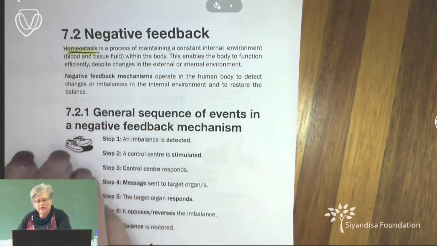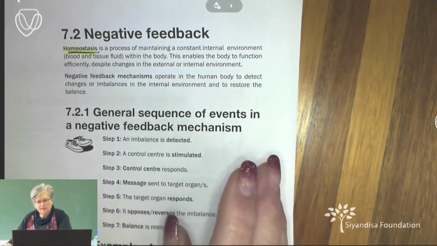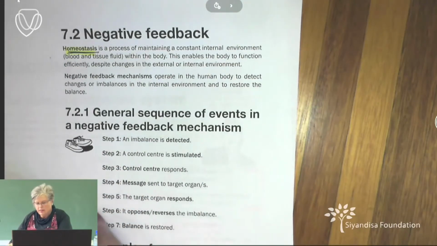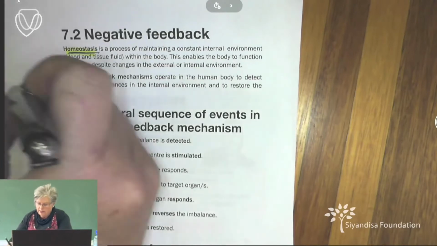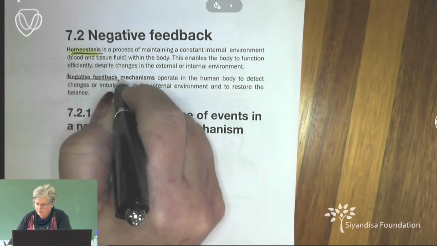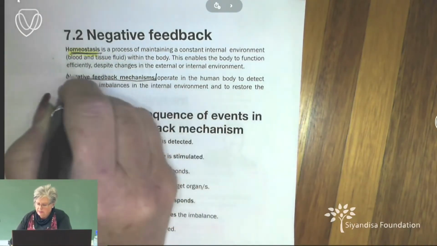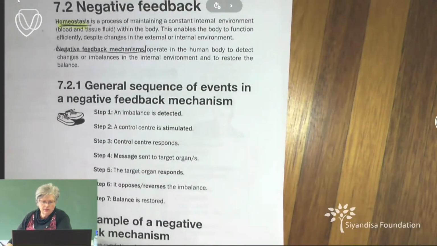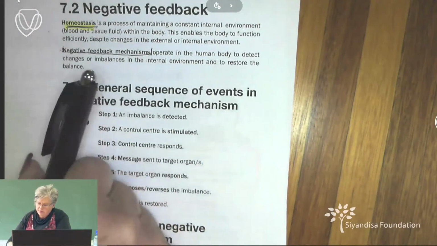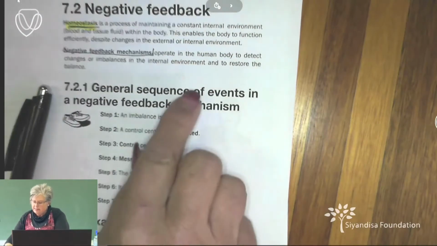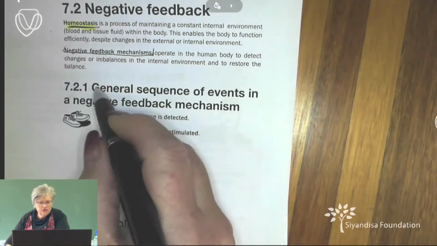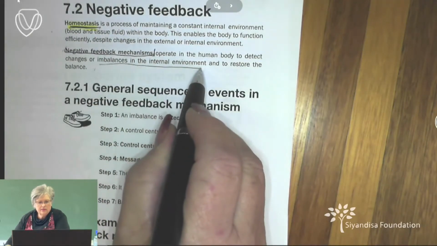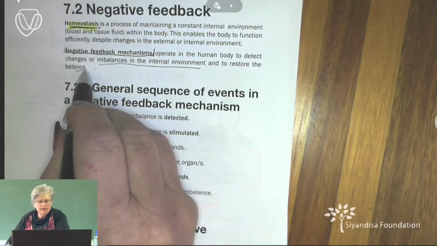And when something happens externally or internally, and we must correct the situation, then we correct it by means of a negative feedback mechanism. So it means something triggers us and we come back with a response. Okay? So a negative feedback mechanism detects any change or imbalance in the internal environment and restores it to balance.